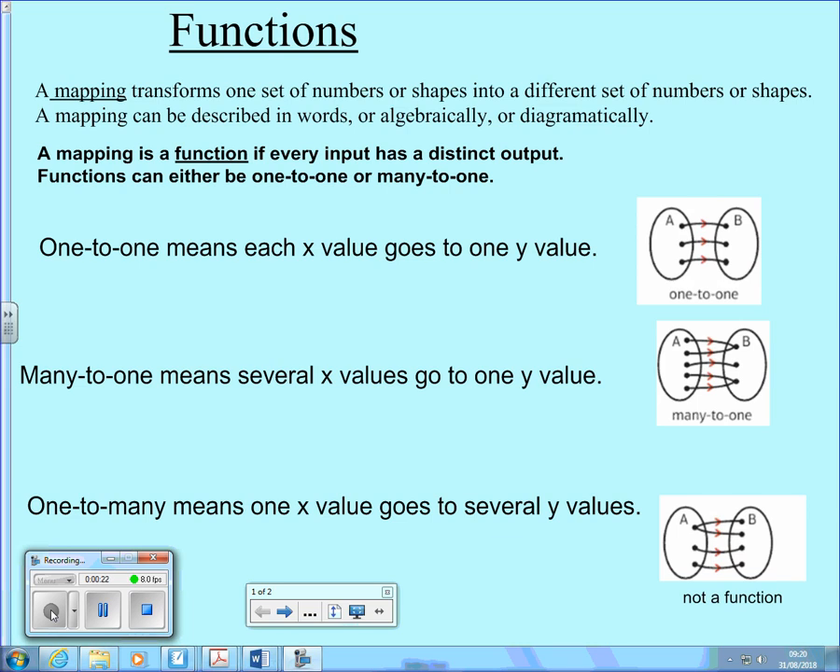Every member of the first set has exactly one answer in the second set. Functions can either be one-to-one or many-to-one, and I'll explain the difference. The first diagram shows an example of a one-to-one mapping. Each x value in the set A goes to exactly one y value in the set B. Every x value has exactly one answer.